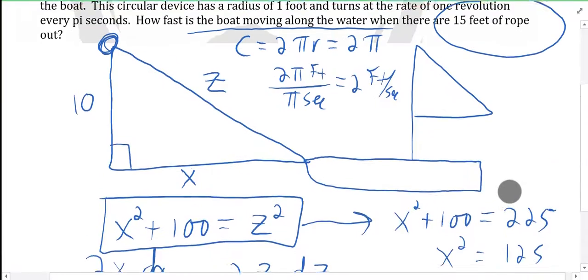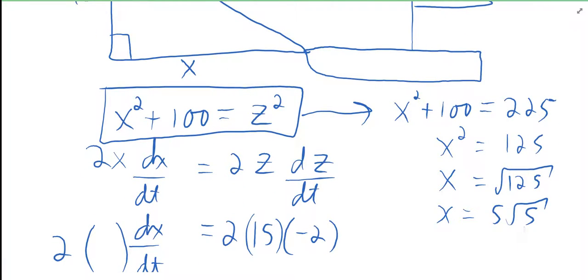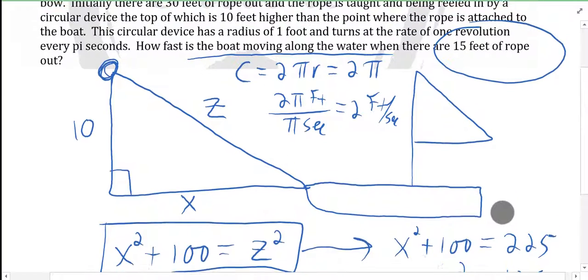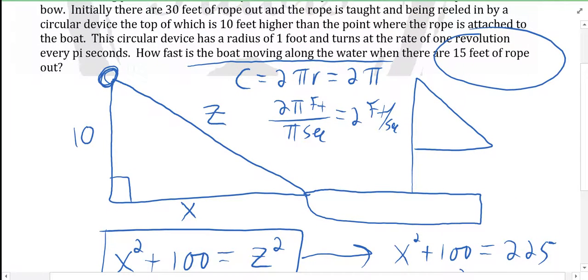Okay, the negative 2 is dz/dt. And we said that was negative 2 because this pulley up top here is rotating, and every time it rotates, it pulls in 2 pi feet, but it rotates every pi seconds. So it was pulling in 2 feet per second. Okay, it's negative because z is getting smaller. If the boat was going out, it would be positive too. Okay, the 15 came from the problem. It says there are 15 feet of rope out, and z is the rope in this case.